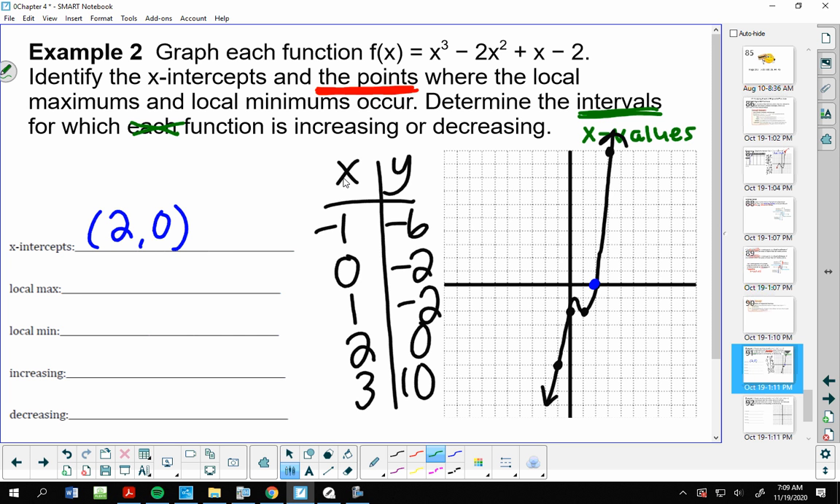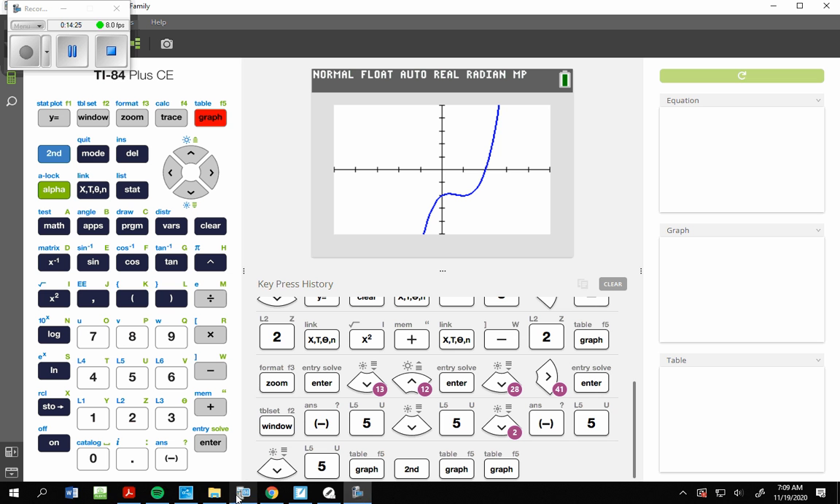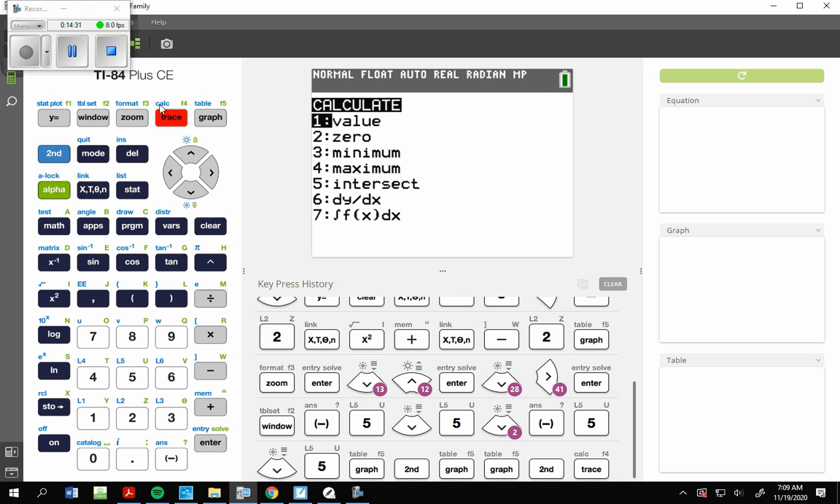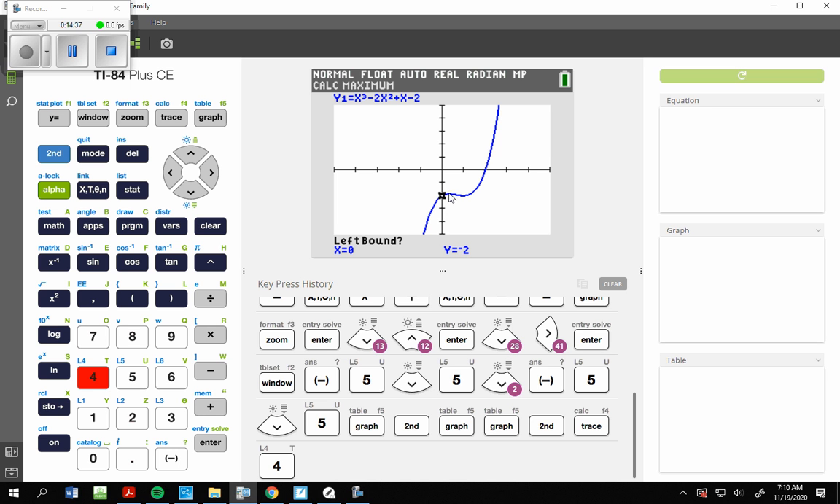Local max, so that is going to be right here, and we're actually going to have to trace that on our calculator. So let's figure out where that is. Once you're on the graph, you're going to go second trace, which is going to give us the calc function. We want to trace the maximum, so we're going to hit 4.